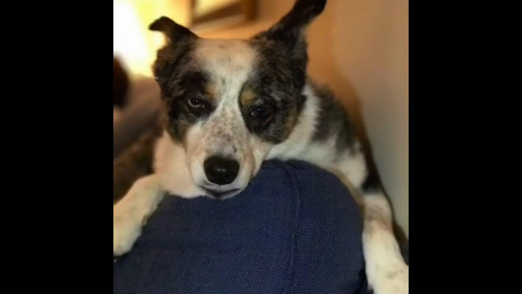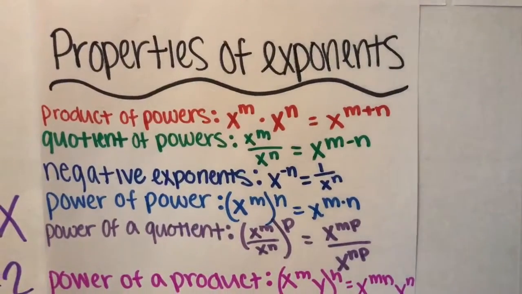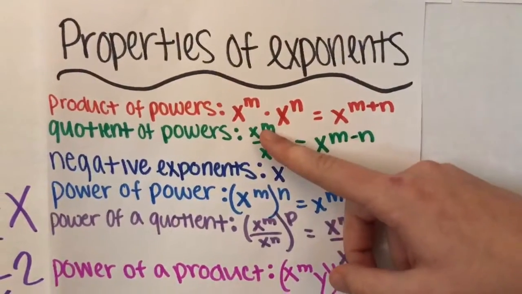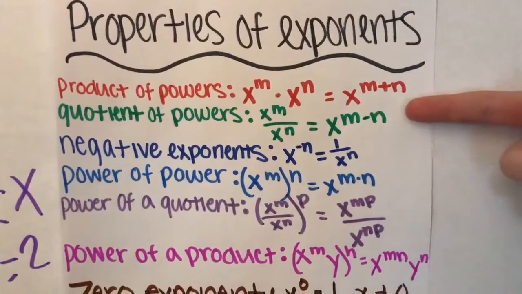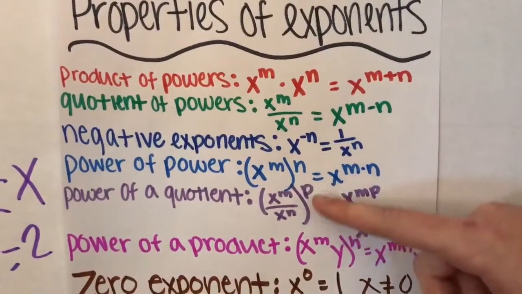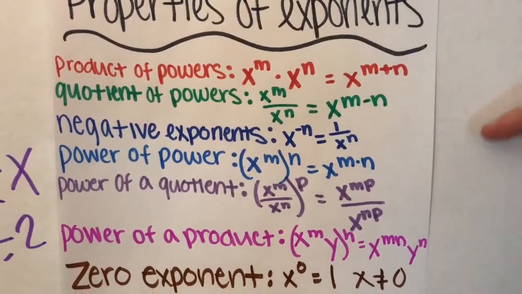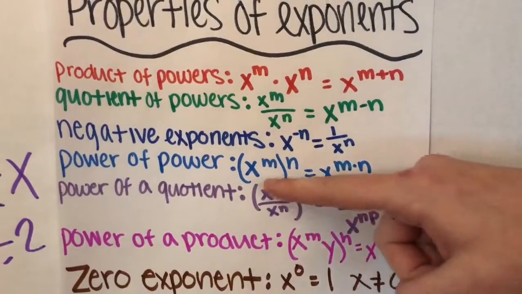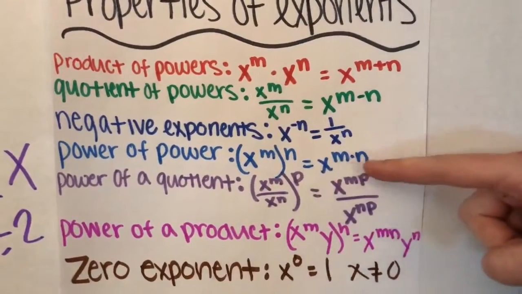Properties of exponents. These are the properties you will use when you're working with exponents. The product of powers is when you're multiplying exponents, so you would add them. When you're dividing your exponents, you would subtract them. When you have a negative exponent, you would put 1 over it to make it a positive, because you can't have a negative exponent. When there's parentheses and you're multiplying exponents, all you do is just carry it over, so it'd be x to the m times n.